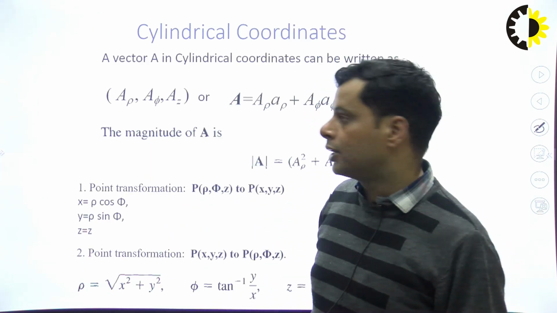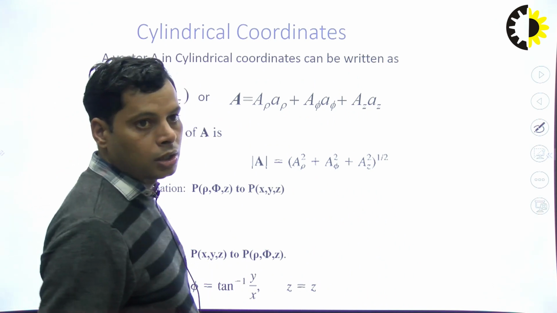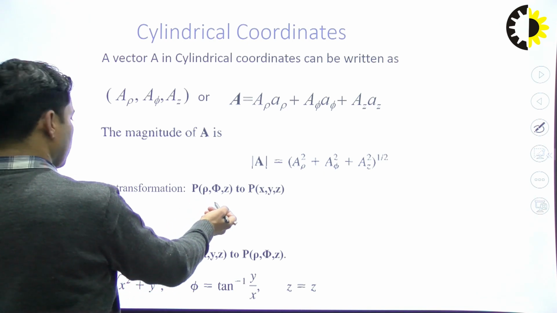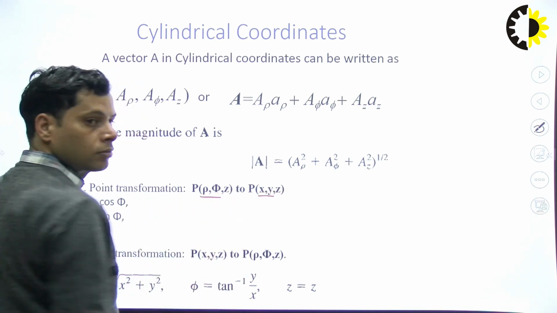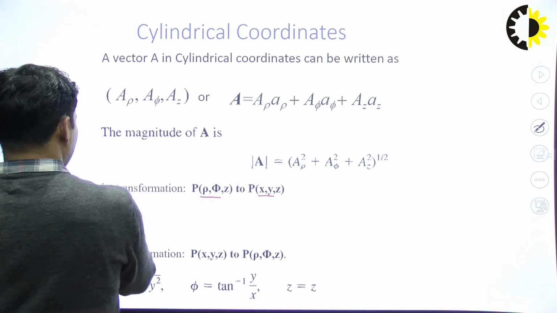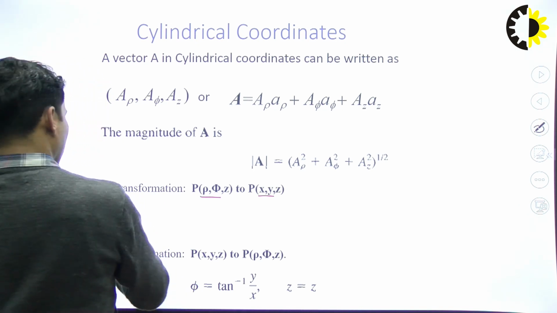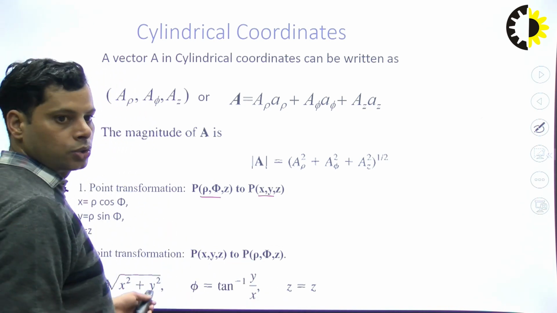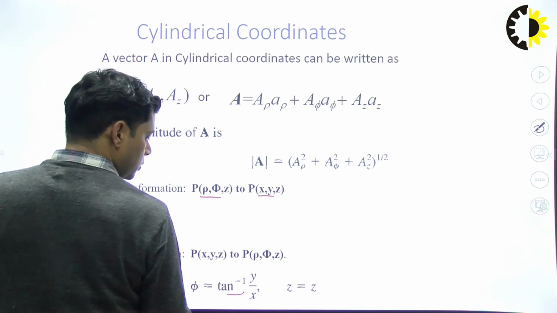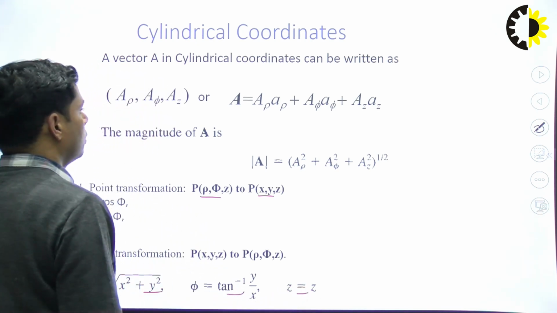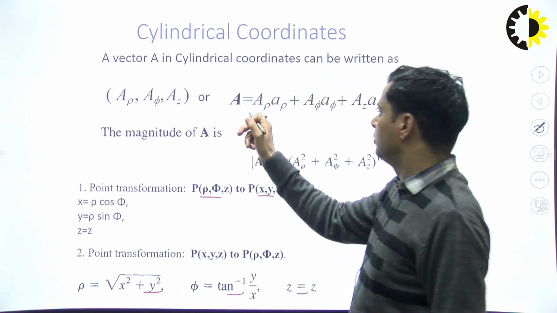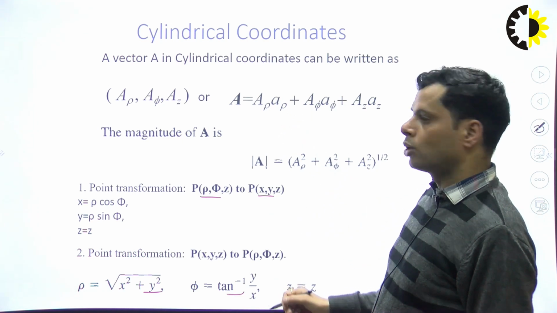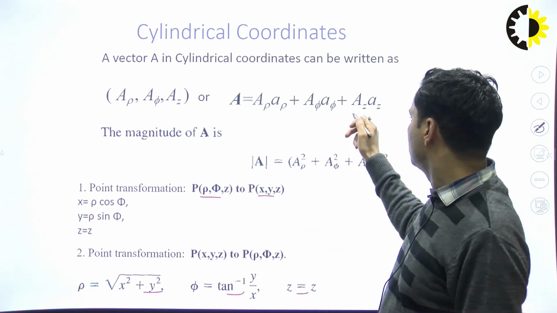So the point transformation from cylindrical to Cartesian is x equal to rho cos phi, y equal to rho sin phi, z equal to z. From Cartesian to cylindrical, rho is equal to the square root of x squared plus y squared, phi is equal to tan inverse of y over x, and z is z. A vector is given by a rho, a phi, a z, the unit vectors.